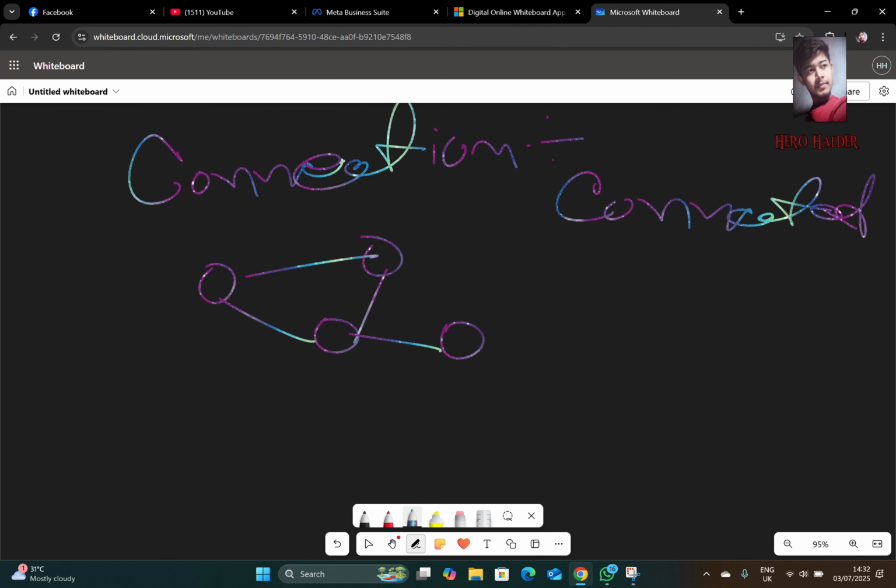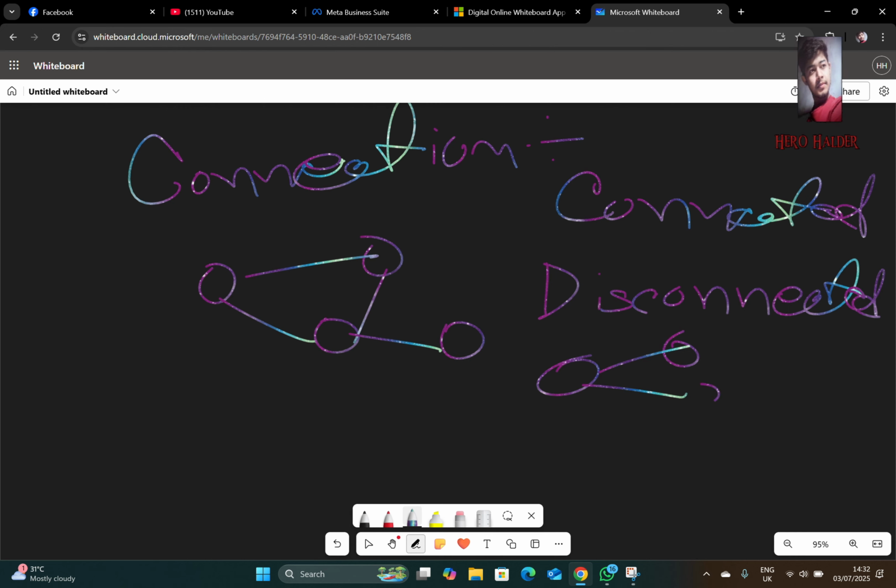And second is the disconnected graph. Here some node has no connection. It is a graph that has many connections, but this node is single. It has no connection. It is a disconnected graph.